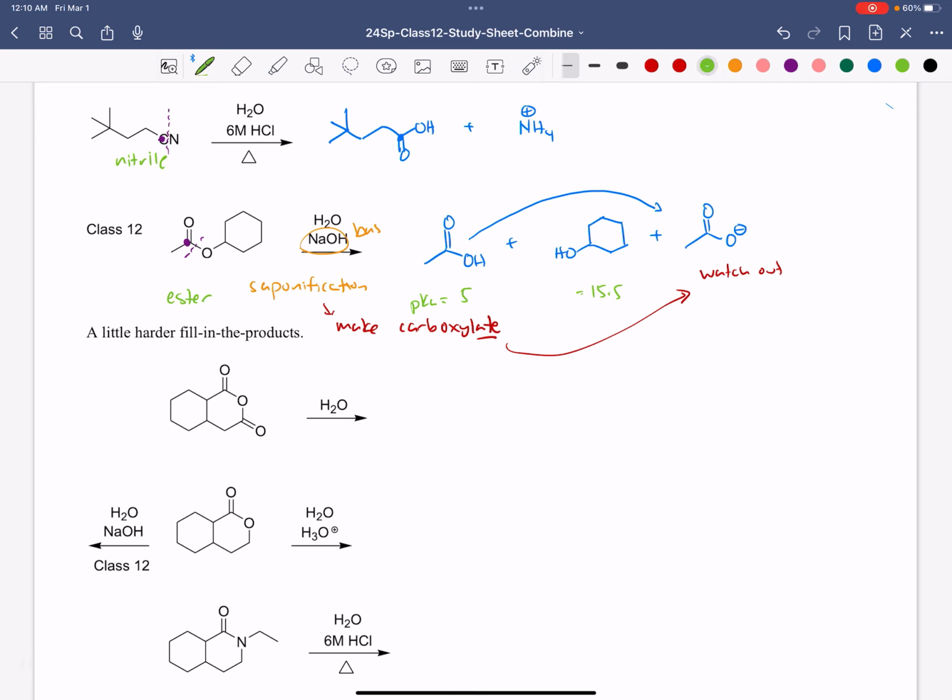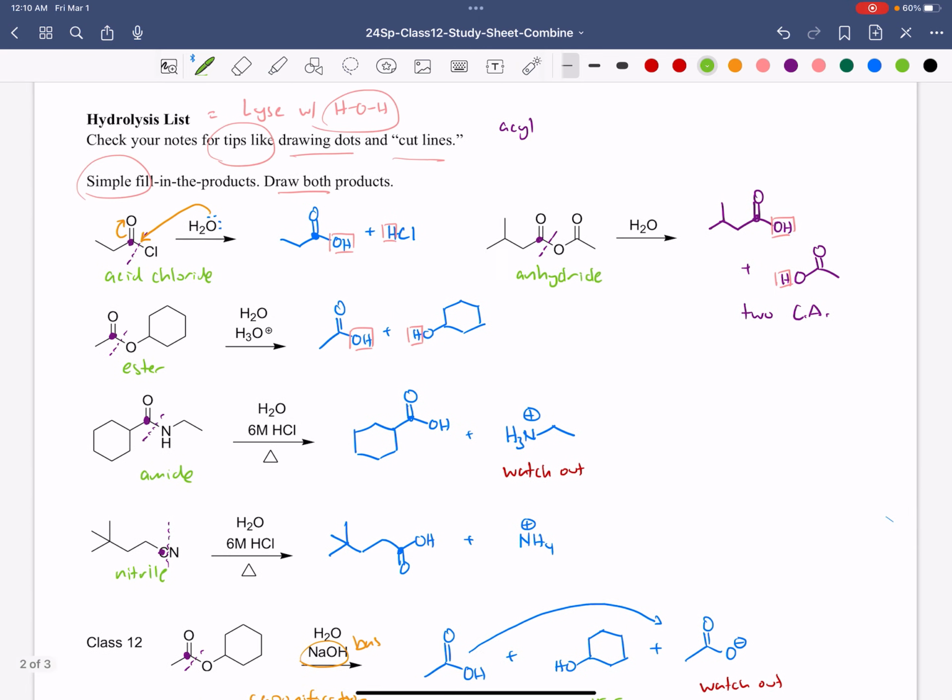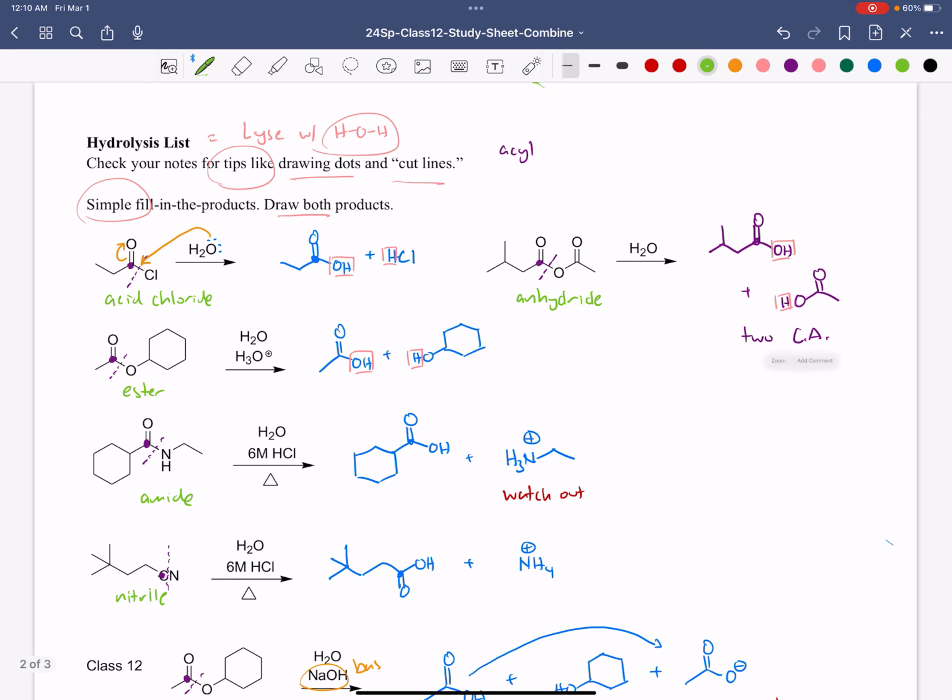What do you get when you hydrolyze an anhydride? You should get two carboxyl groups. See, I have it. I literally have it right here. Two carboxylic acids. Sorry, right here. Two carboxylic acids. Or you could just say two molecules that both have a carboxyl group.